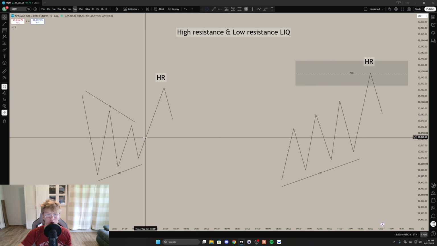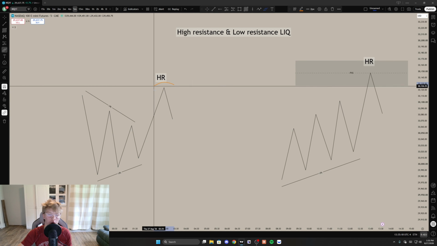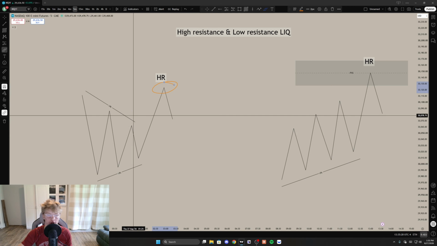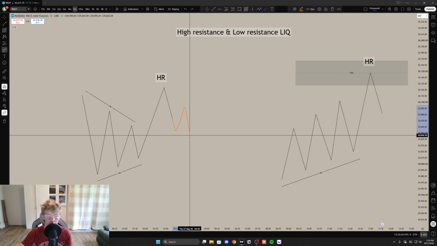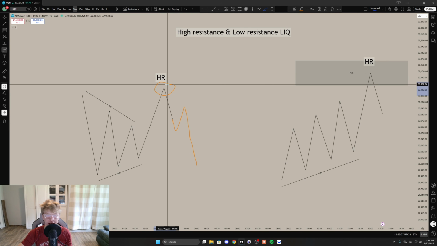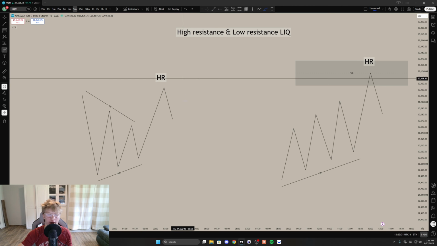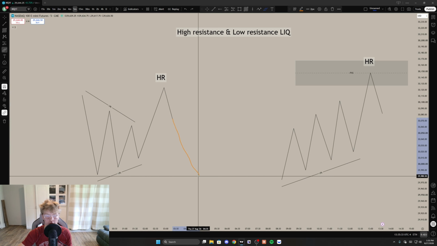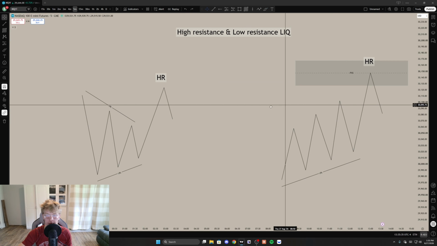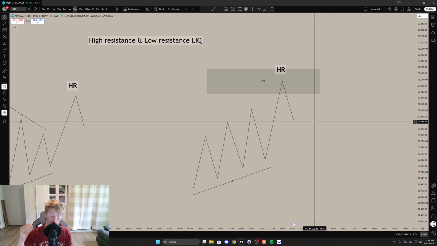Once we take out low resistance liquidity, what we have left is something called high resistance liquidity. We sweep these areas, and then from there, we start seeing a reversal, okay? That means that this is now generated high resistance liquidity in the market, and it is very likely for us to want to seek these low resistance draws on liquidity, okay? Same thing over here. What is the opposite of low resistance liquidity is high resistance.